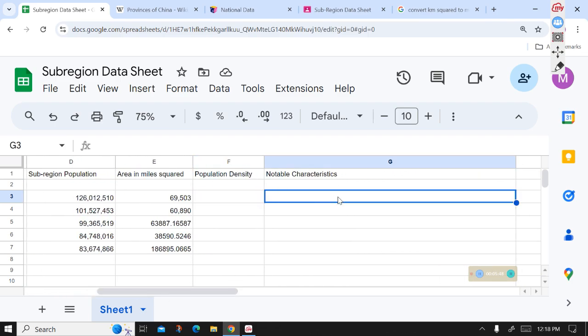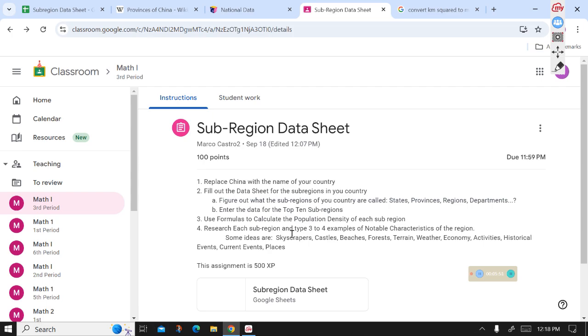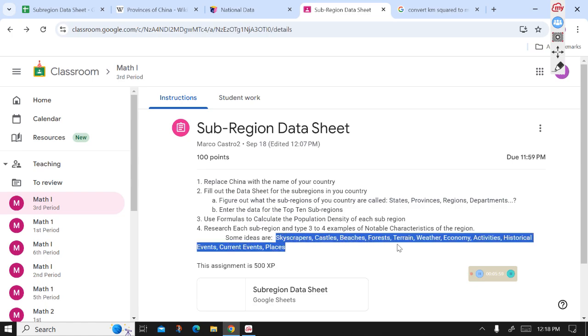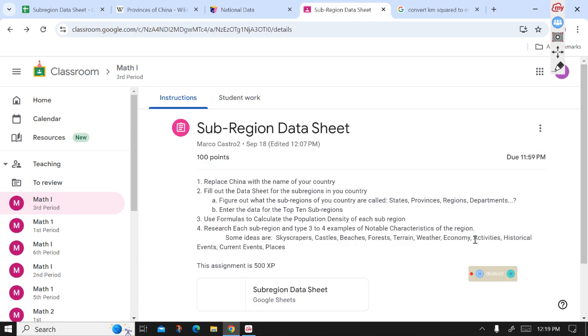To get the notable characteristics, here is my hint, okay? Use these ideas: skyscrapers, castles, beaches, forests, terrain, weather, economy. So that could be, maybe, is there a lot of factories? Is there a certain kind of economic zone? Is there a lot of tourism that goes on here in this place? Whatever it is that you're researching, you might be able to understand the economy of it just by looking at that region. When you look at the overview, just give us some kind of note about the kind of economy.